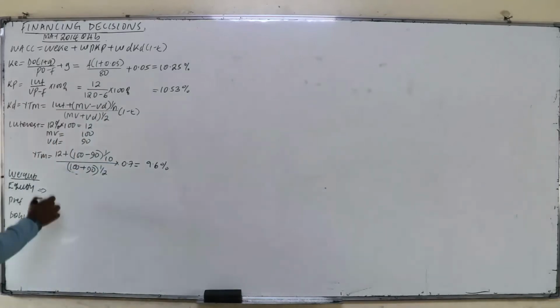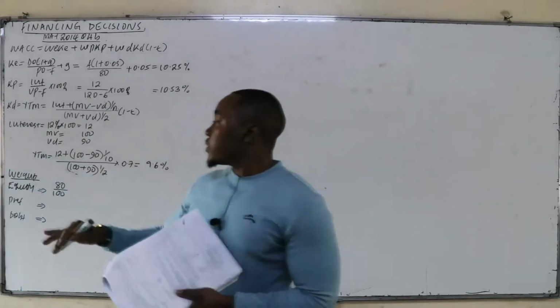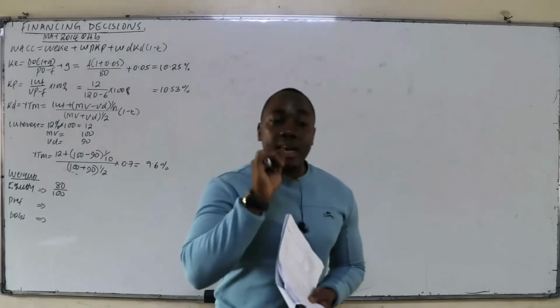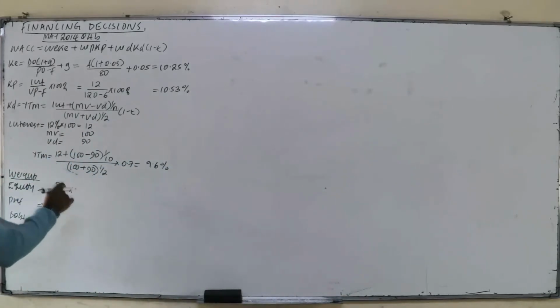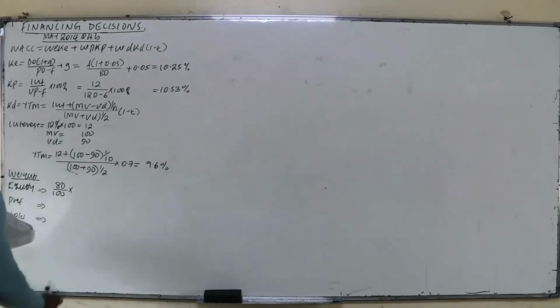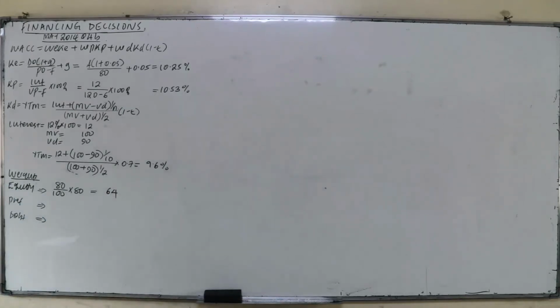This is what you do. You will take 80 million, you divide by the par value, which is 100, so that you get the number of ordinary shares. So I've taken the ordinary share capital, which is 80 million. You divide by the par value to determine the number of ordinary shares. Now, once you get the number of ordinary shares, you multiply by the current market price per share. How much is the current market price per share? Your P0. How much was P0? 80. Good. Is that 64? So the current value of the equity is 64 million.